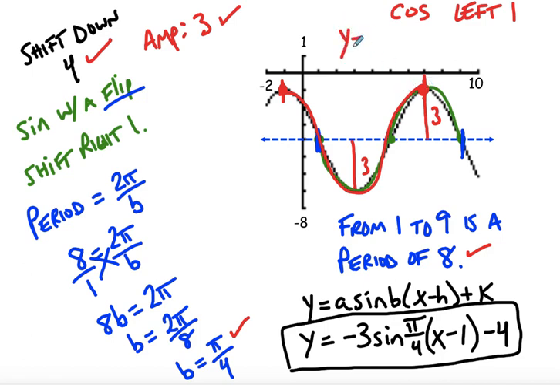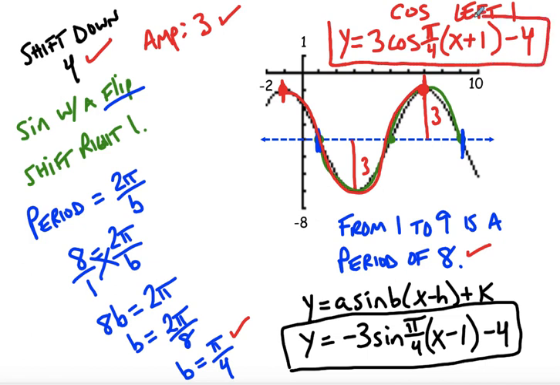So if I was going to write a cosine function, again, there's no flipping, so there'd be no negative sign. The amplitude is still 3. The b value is still pi over 4. But this is a shift to the left one, so we would have plus 1. And it's still a shift down 4. So that would be another equation that would also work. It just depends on whether you're seeing a cosine graph or a sine graph.